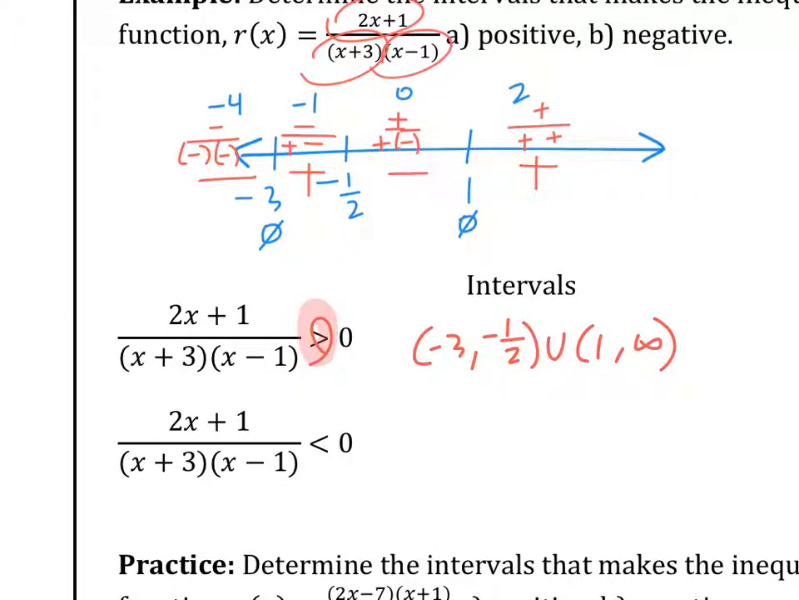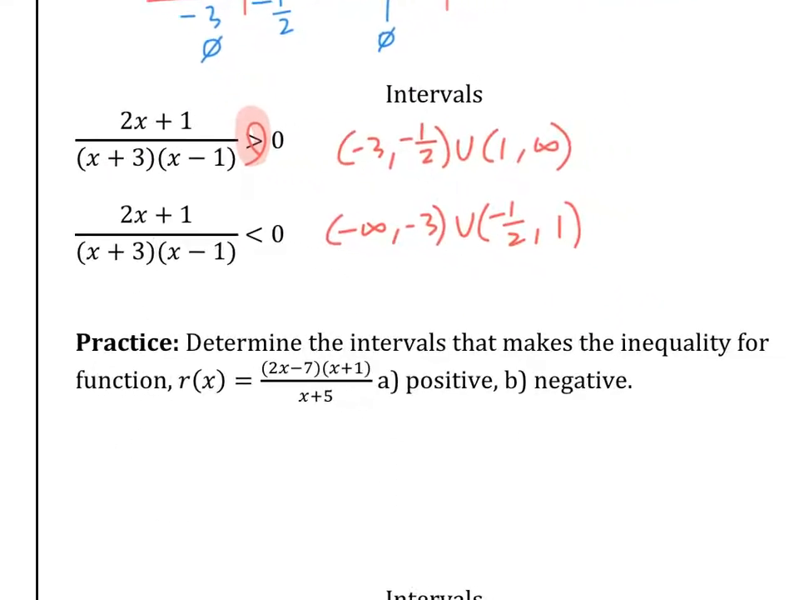All right, which interval is less than? Less than negative 3. Okay, so negative infinity to negative 3. And what else? Negative 1/2 to 1. Okay, good.